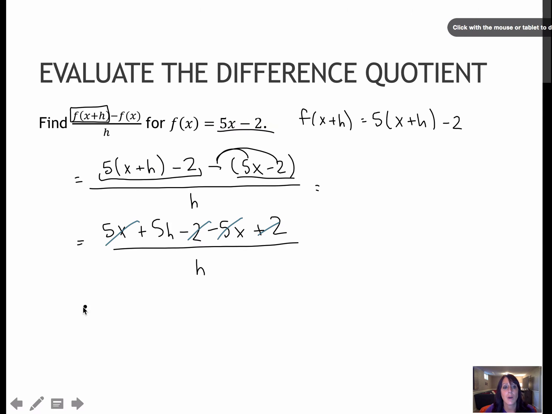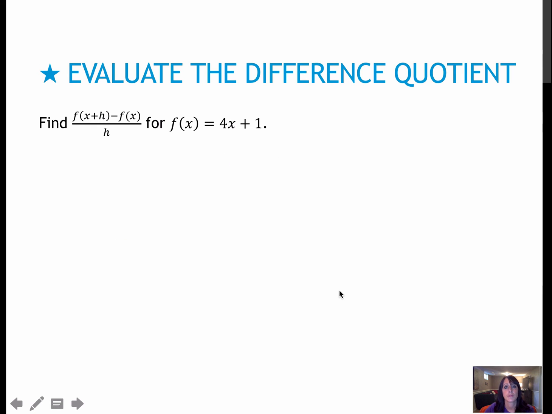And so right now I have 5h left on the top and h left on the bottom, and that reduces to 5. So what that means is that by adding h, the slope of that line is 5. It's the estimate. So one of those for you to try: go ahead and try that question and then press play to check your work.